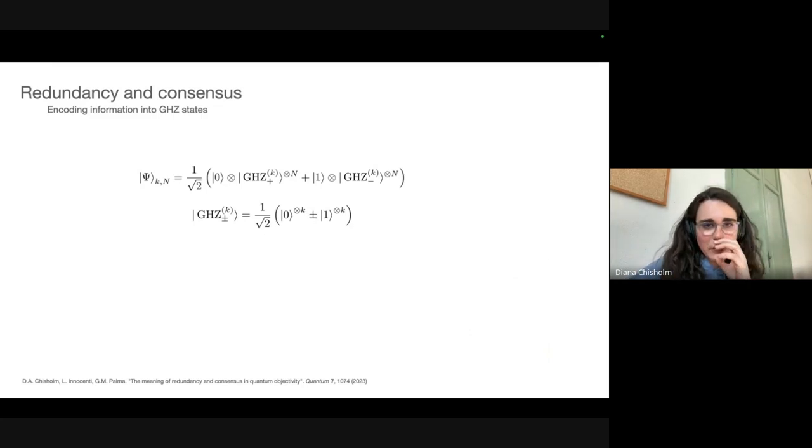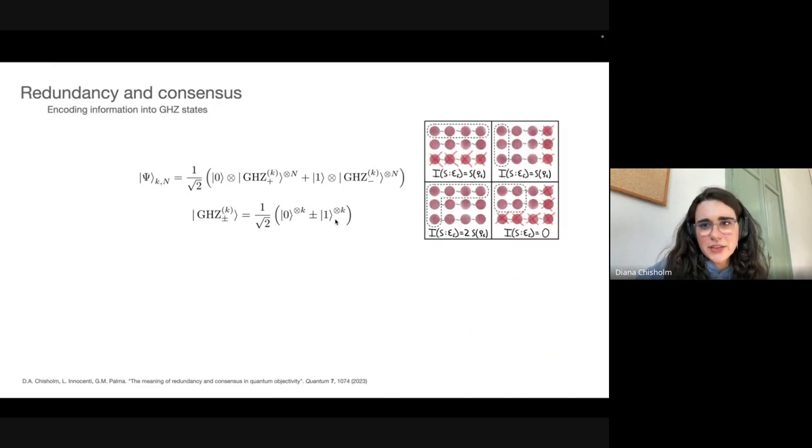So this is an example of this fragile encoded information, in the sense that you need to be able to measure all of the GHZ states. You need to be able to have all of the qubits making up the GHZ state in your fraction. Otherwise, you will not be able to recover the information. And this is just a little diagram.